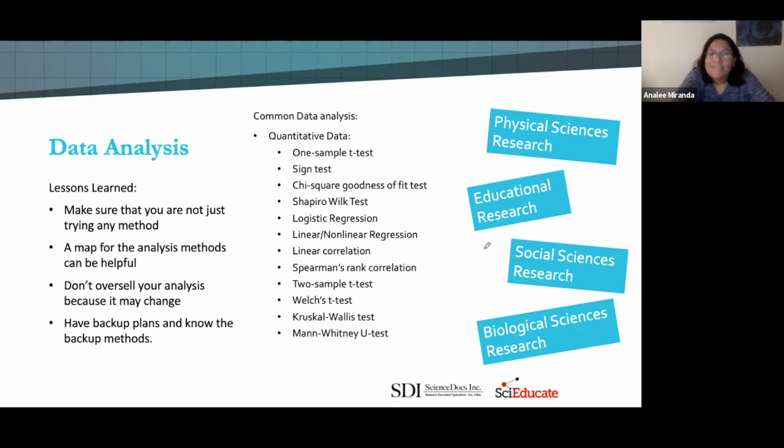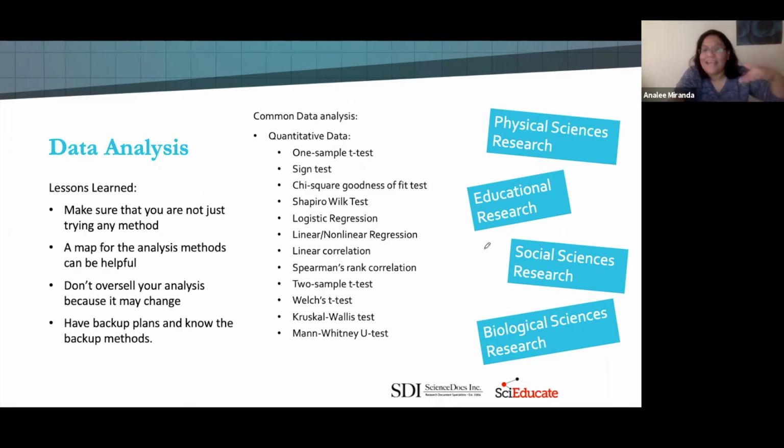some common data analysis methods. Here I just made lists. Make sure that you're not just trying any other methods. Make sure to map the analysis methods that can be useful. Don't oversell the analysis because it could change right in the middle of the project. Always have a backup plan and know your backup methods.